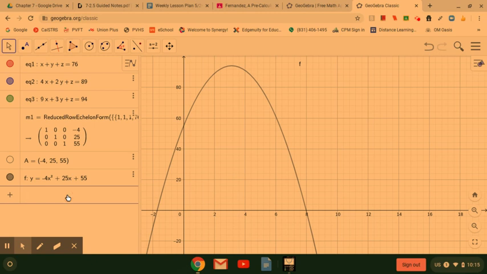Okay, now let's see if our points pass through it. So our first point was 1, 76, because we want to verify multiple ways, right? We don't want to just leave it up.